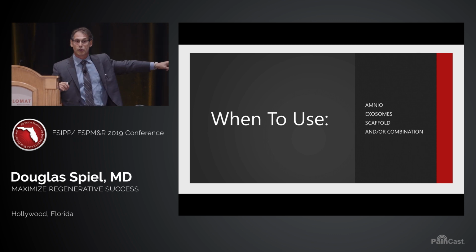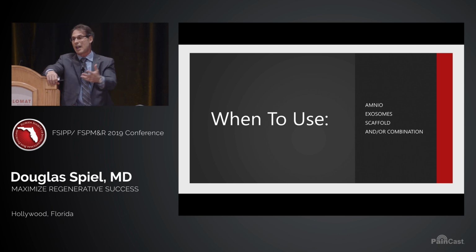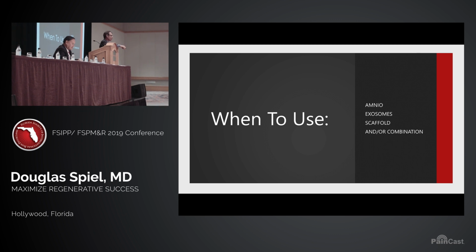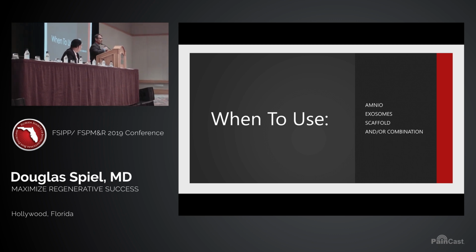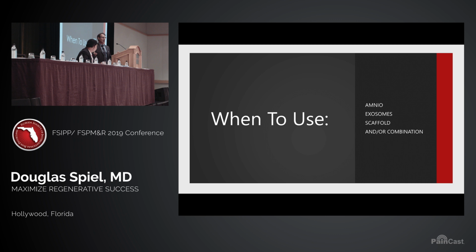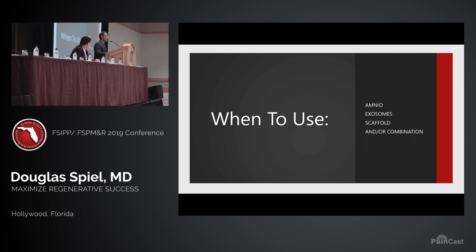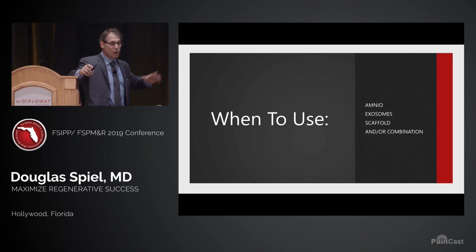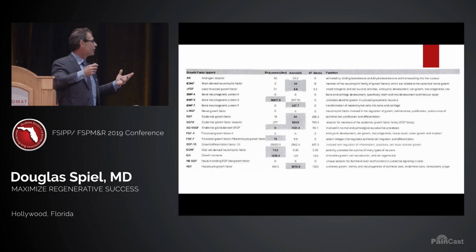We're going to talk about scaffolds. And I've become somewhat ambivalent as to what scaffold you use. I like platelet-rich fibrin matrix because it's easy to work with. Some people love PRP. Some people are married to hyaluronic acid. If you get a good deal on that, that's certainly a good scaffold. And then we're going to talk about some combinations. So let's go have at it.